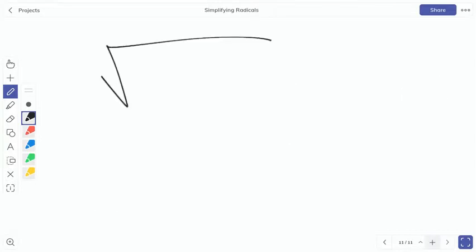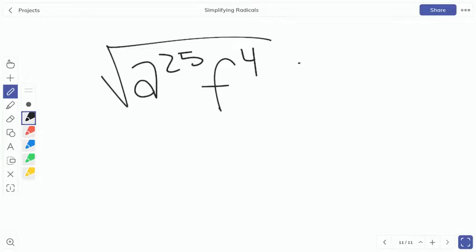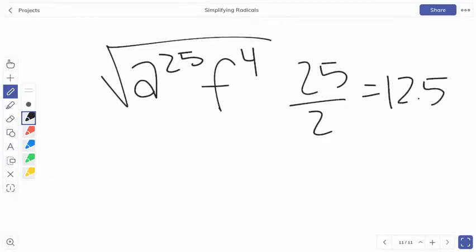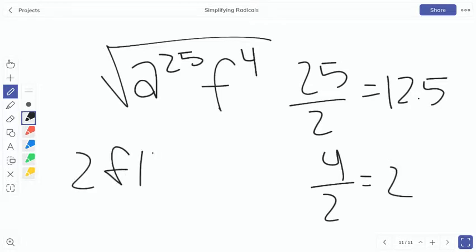The square root of a to the 25th and f to the 4th. So 25 divided by 2 is 12.5. And 4 divided by 2 is 2. So we have 2f, 12a, square root a.